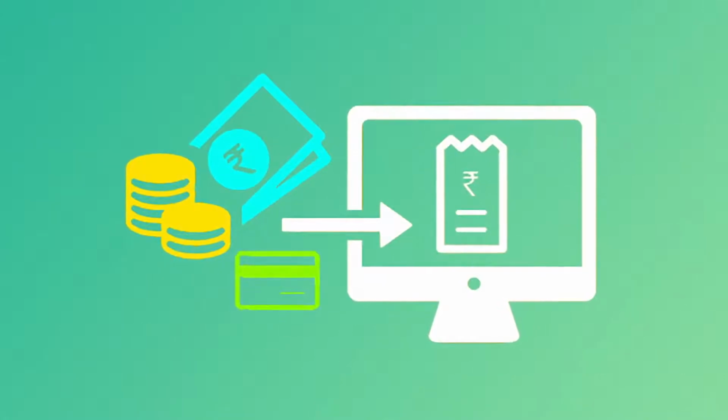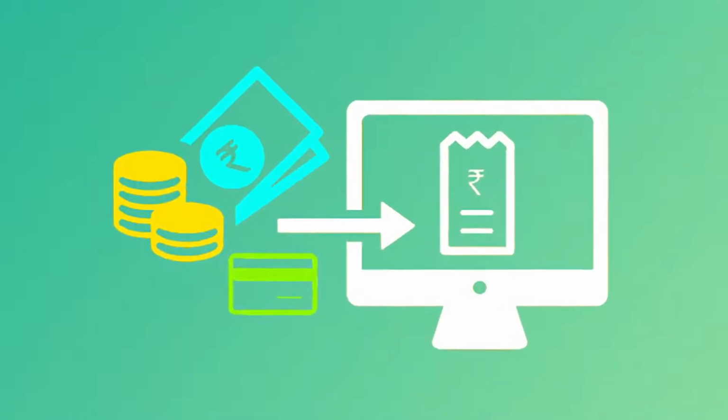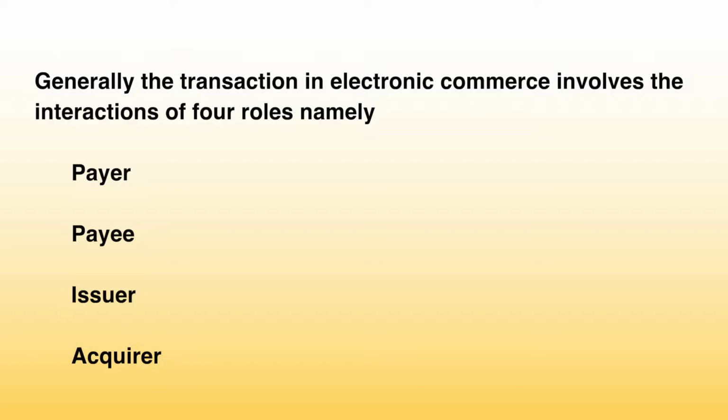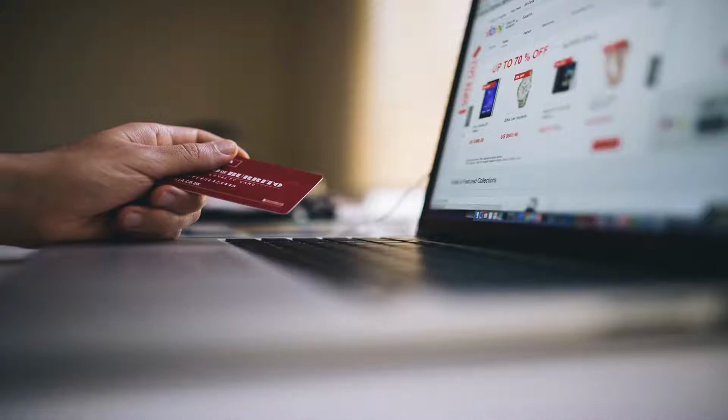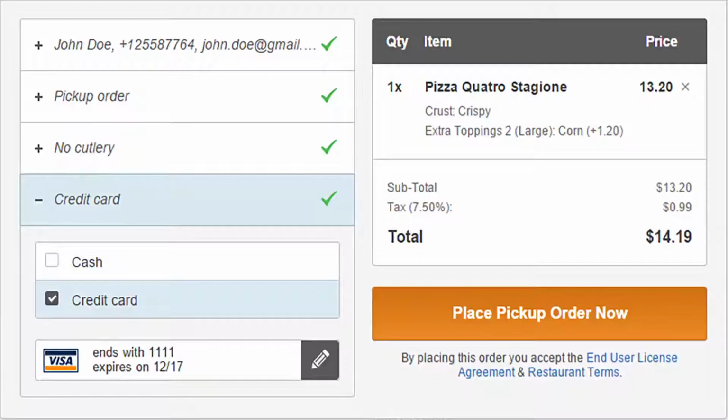Now, let us see about the roles involved in a transaction. Generally, the transaction in electronic commerce involves the interactions of 4 roles, namely payer. The payer is solely the authorizer of a payment supported by an issuer. The payer refers to the customer or buyer in an electronic commerce scenario. Ordering of payment may be done by any one of the following ways, namely a card, a token, or a certificate.